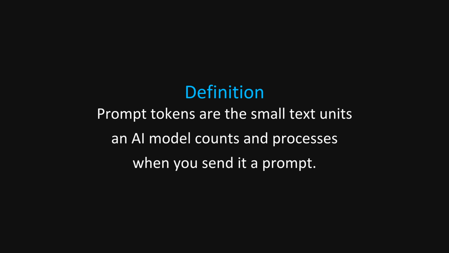Prompt tokens. Prompt tokens are the small text units that an AI model counts and processes when you send it a prompt. Think of them as the basic pieces of text the model actually sees, instead of raw characters or full words.